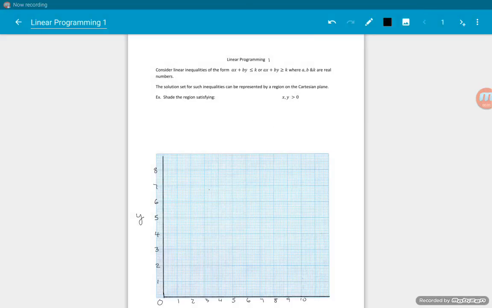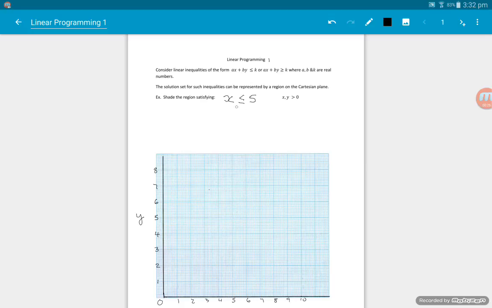In this video, it shall be shown how to identify the region which graphically represents the solution of a linear inequality in one variable, and then for a linear inequality in two variables. Let us consider a very simple linear inequality, x less than or equal to 5.